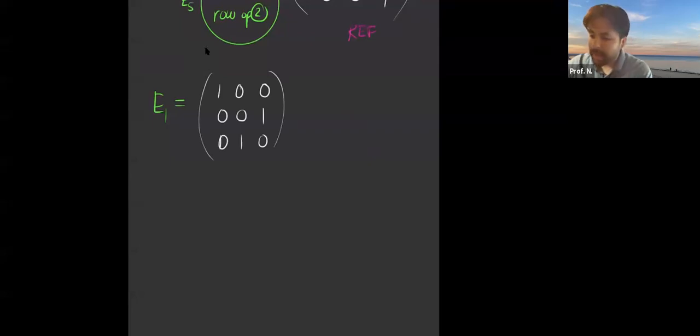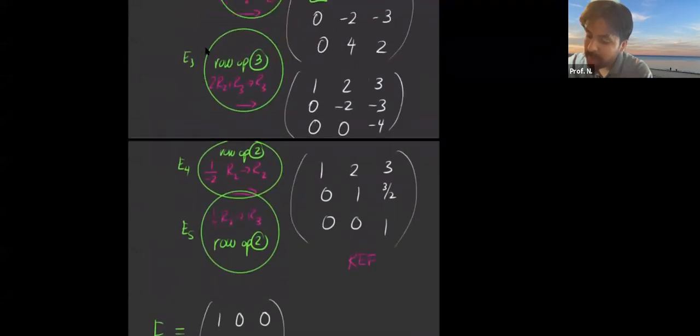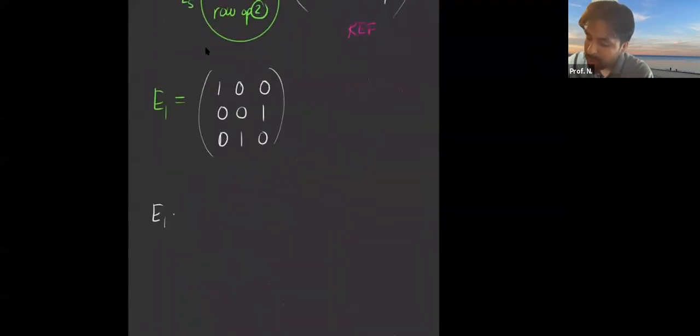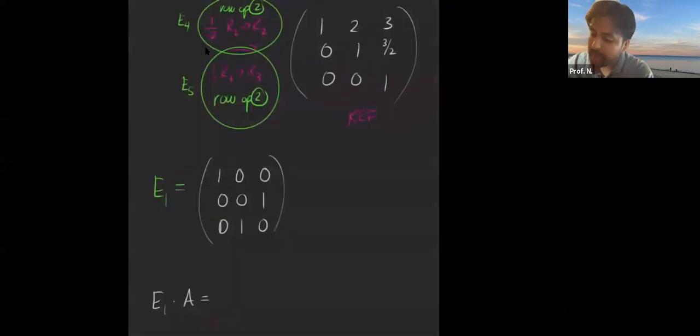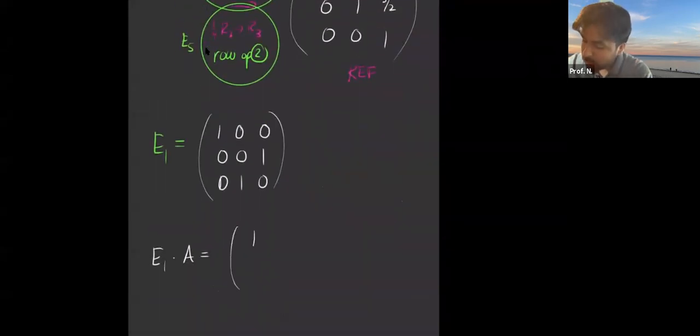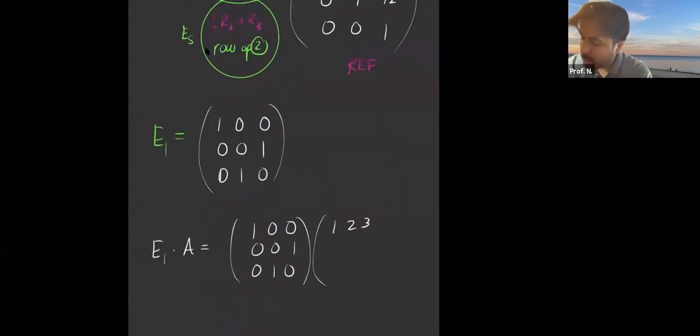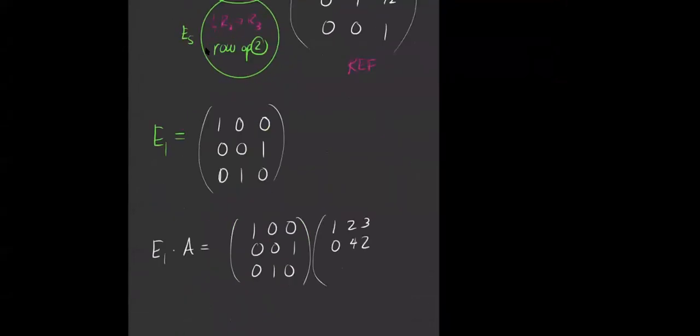So when I multiply E1 on the left of this, which I'm going to call A, I should have called this A. If I multiply it by A, what do I get? I get 1, 0, 0, 0, 0, 1, 0, 1, 0 times 1, 2, 3, 0, 4, 2, 1, 0, 0.